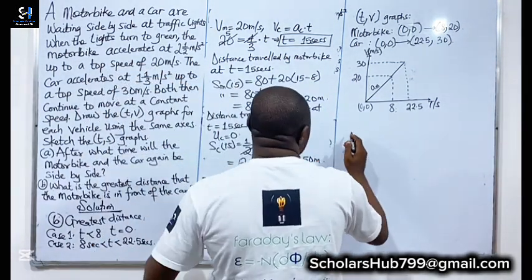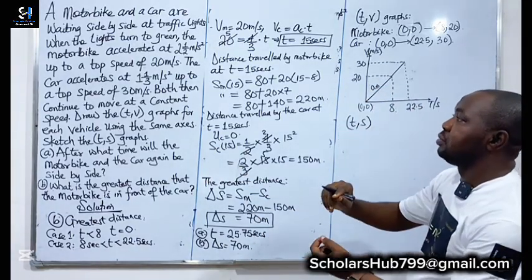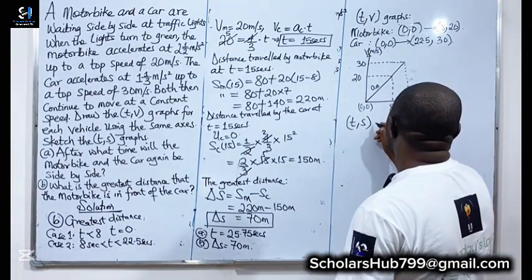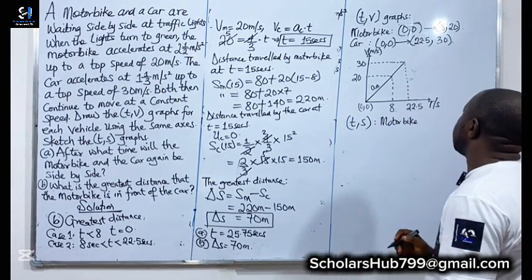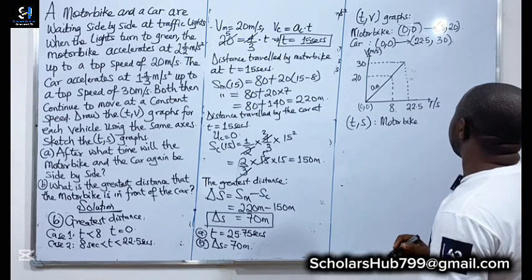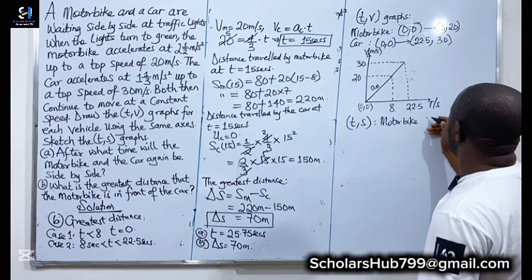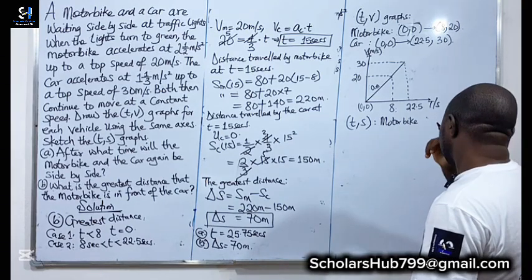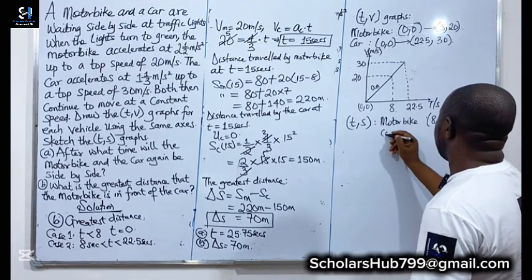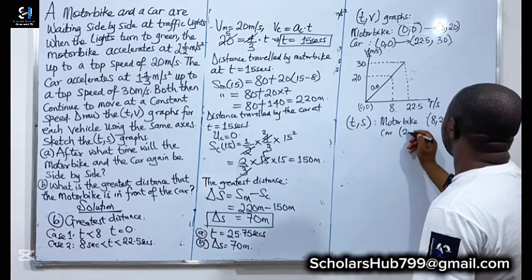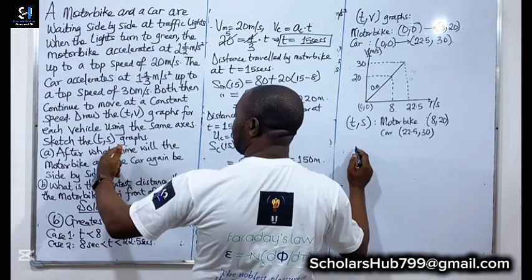All right, then for the ST graph, because we are asked to sketch, this will be in the form of a parabola. So for the motorbike, we are using the same 8 and 20. Then for the car, we got 2.5 and 30. So this one will be a sketch.